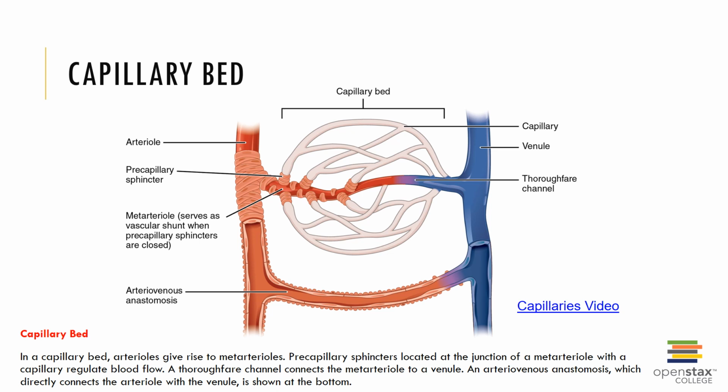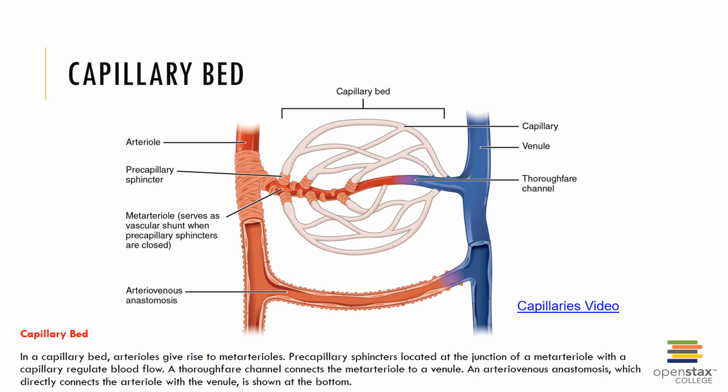Here you can see the structure of the capillary bed, which is also known as the microcirculation. Capillary beds possess several important structures, such as true capillaries, where the actual exchange occurs, a precapillary sphincter, which is a circular muscle that opens and closes to allow blood to flow into the true capillary vessel or to bypass them.